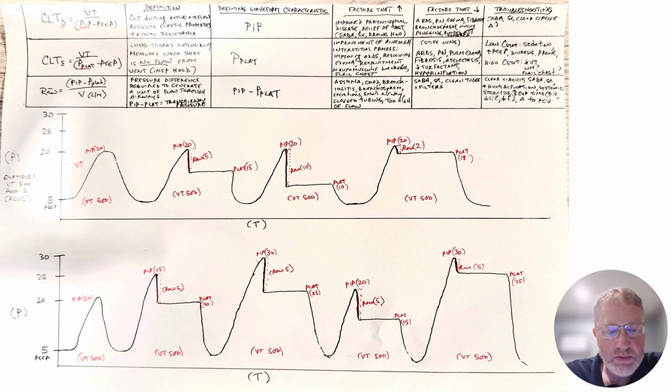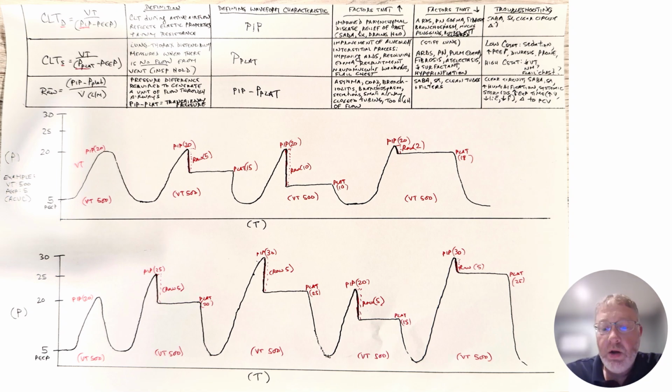Static compliance, that is the plateau pressure minus PEEP, or the drive pressure between the plateau and the PEEP. So if it's volume over pressure, then tidal volume divided by plat minus PEEP. The definition of static compliance is the lung thorax distensibility measured when there is no flow from the vent, so when you do the inspiratory hold. The defining waveform characteristic is your plateau pressure.